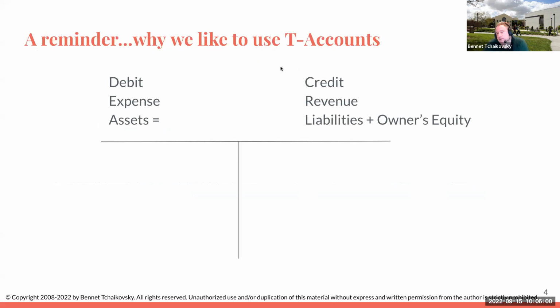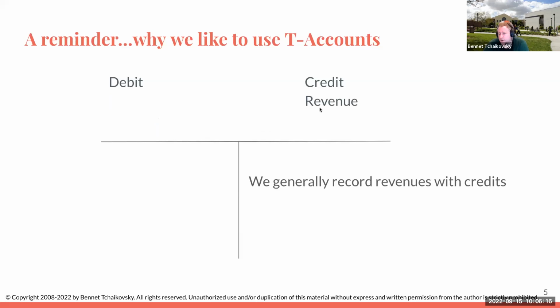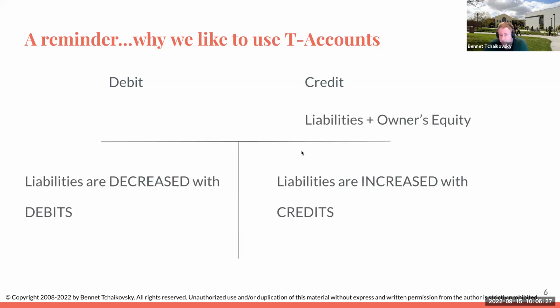We want to use T accounts whenever we're recording transactions, at least initially, because this will tell us what we're doing. DCERAELOE: we're recording revenues with credits, we're recording expenses with debits, assets are increased with debits, decreased with credits. When we have revenue, we're generally going to be recording revenue with credits. There are some exceptions to that, of course, if somebody made an error and we have to adjust it, but that's generally the case.